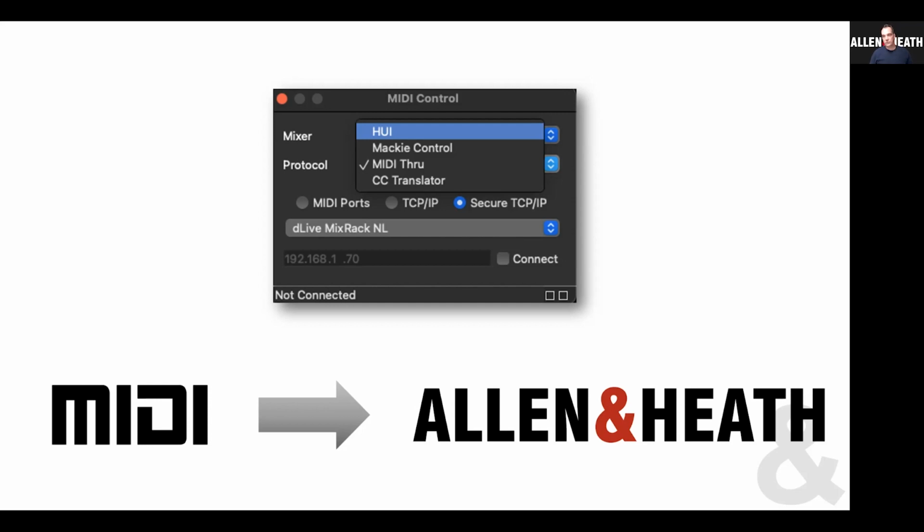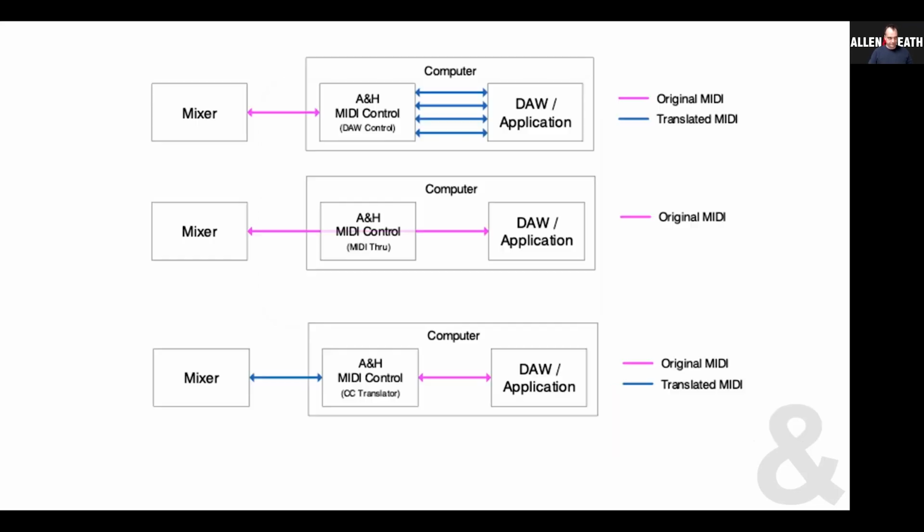MIDI through is just sending all the raw MIDI messages from A to B. So if your mixer sends out a MIDI command from a fader, it will appear on your virtual MIDI ports in the same format. And the CC translator translates our SysEx messages, because we have so many messages, we are using SysEx messages to standardize messages. To make it a bit easier to understand, on the left side is the mixer, and on the right side, the DAW or the application you want to use.